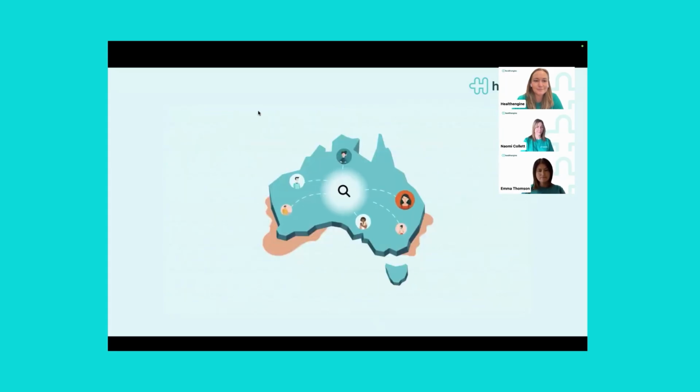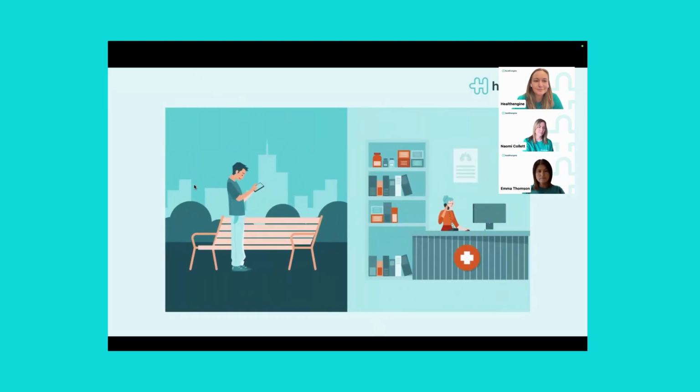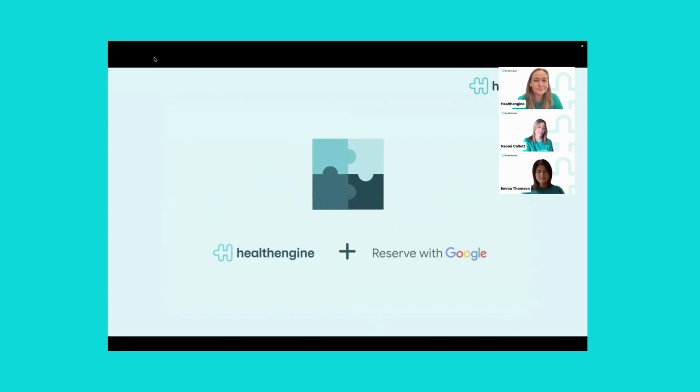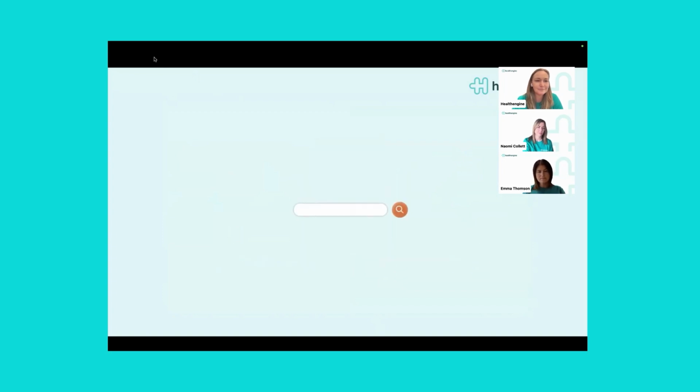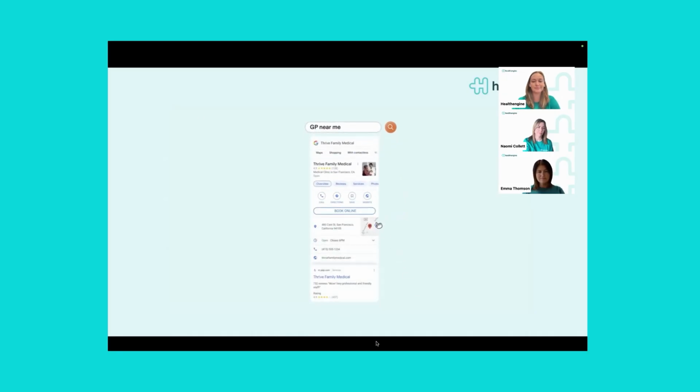Every day, patients across Australia use search engines like Google to find and connect with their healthcare providers. And at Healthengine, it's our mission to improve patient access to healthcare. That's why we've integrated with Reserve by Google to introduce a new feature. Patients can now book directly with your practice through the Book Online button on your Google business profile.